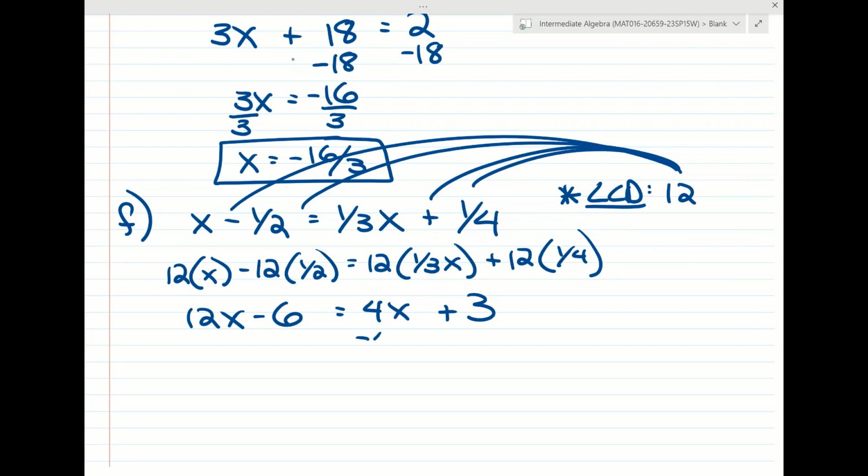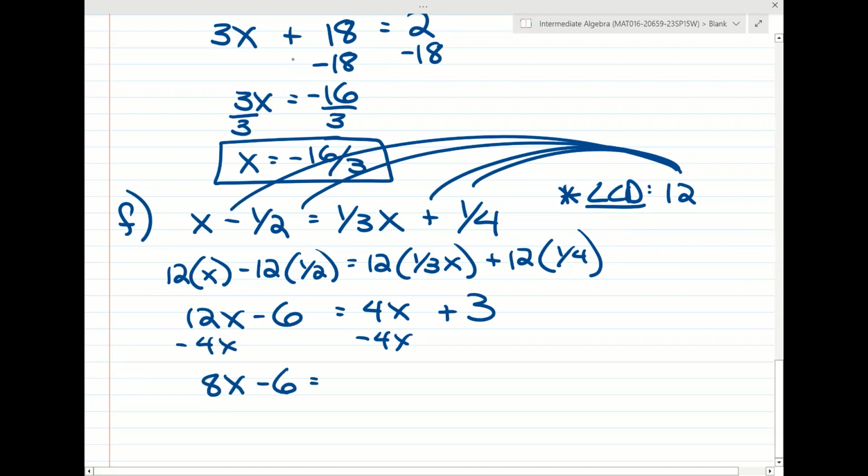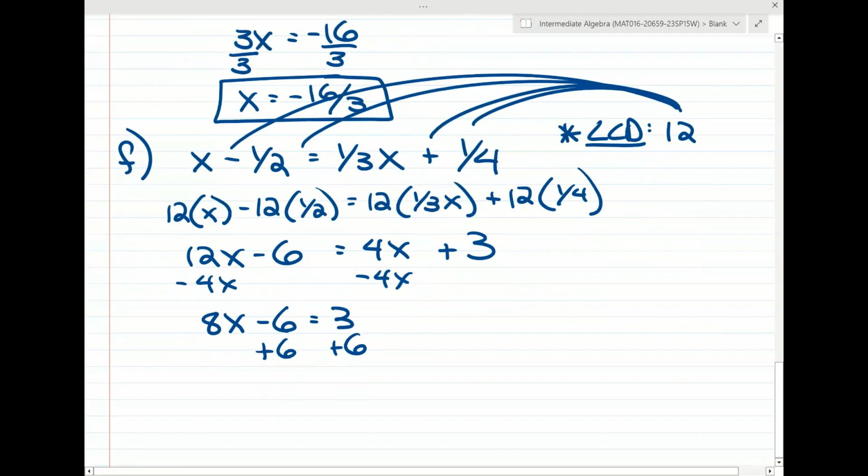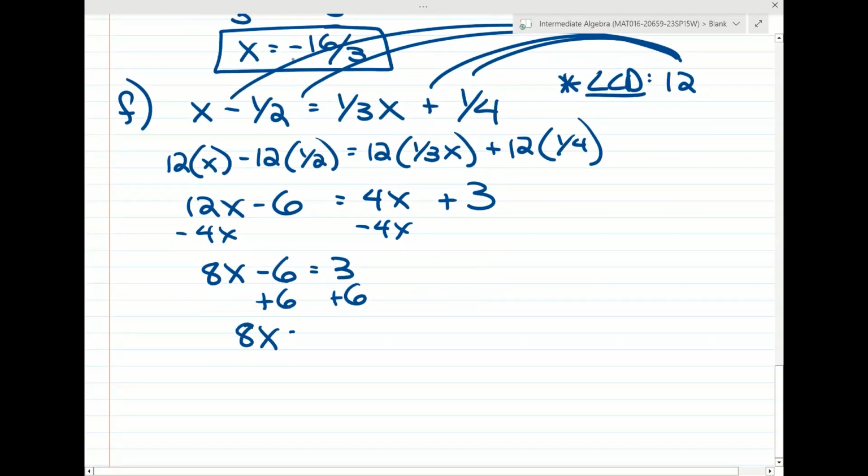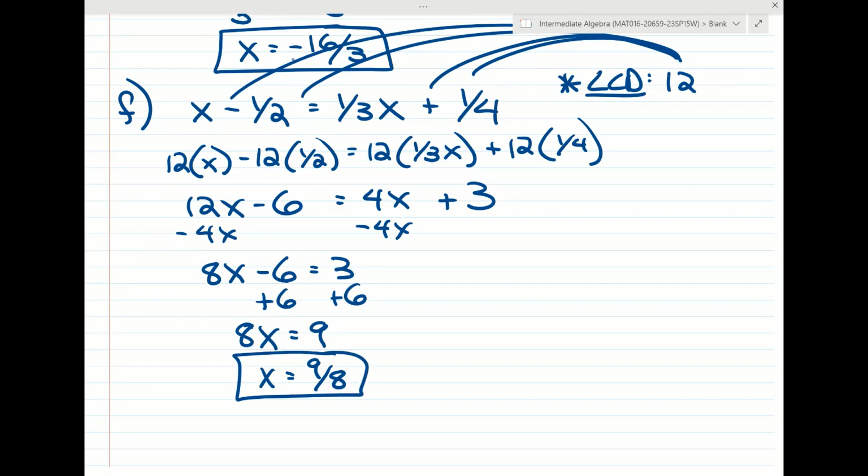You could just subtract 4x on both sides, add 6 on both sides, and x would be 9/8. You don't have to write that it's a conditional equation. The only time you have to write what type of solution it is is if it's no solution or all real numbers. Otherwise, you could just tell me what x is.